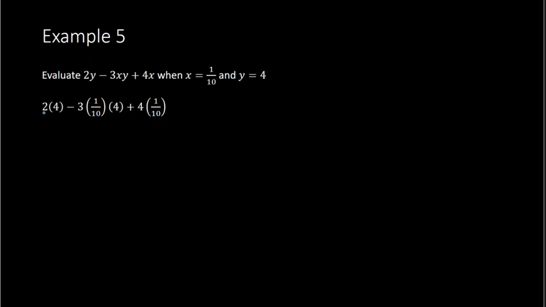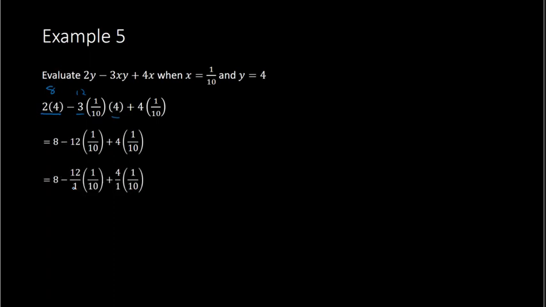So to begin with, 2 times 4 is 8. And then 3 times 4 is 12. So I have 8 minus 12 times 1/10 plus 4 times 1/10. I can think of the 12 and the 4 when I'm multiplying with the fractions as being over 1. So I have 12/1 and 4/1. When I multiply, I can multiply the tops together. So I have 12/10. Here I have 4/10.